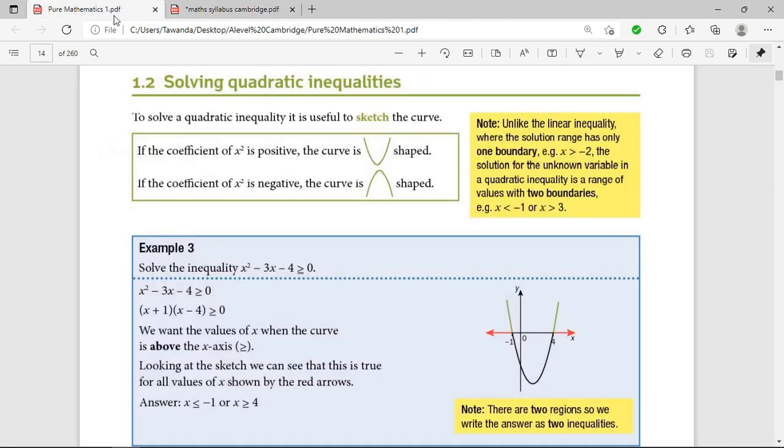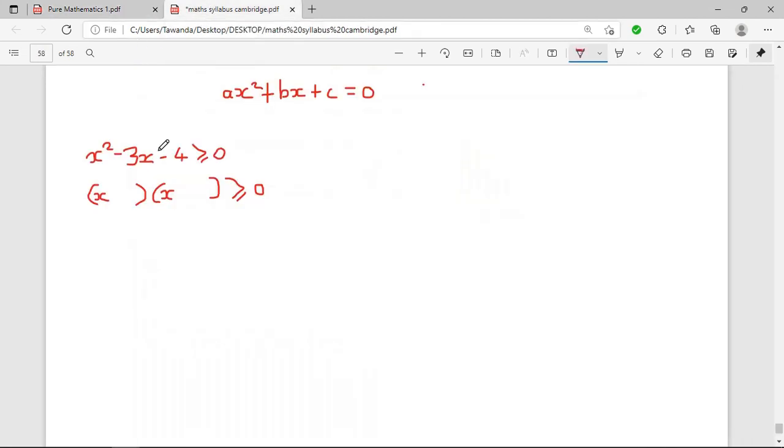So if you factorize, you are going to get x plus 1, x minus 4. We've managed to factorize. So after this stage, this is our function f of x. We are solving f of x being greater or equal to 0.